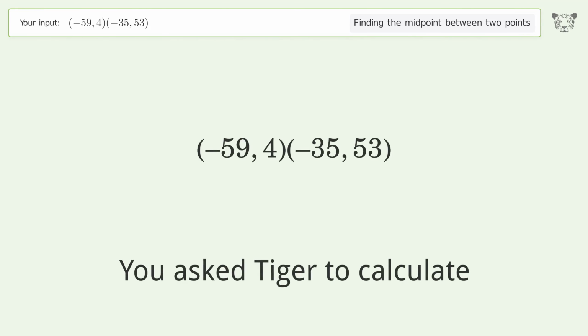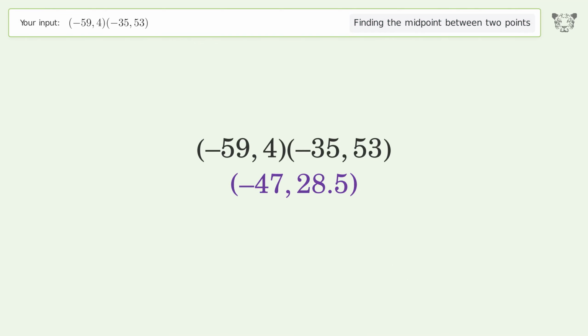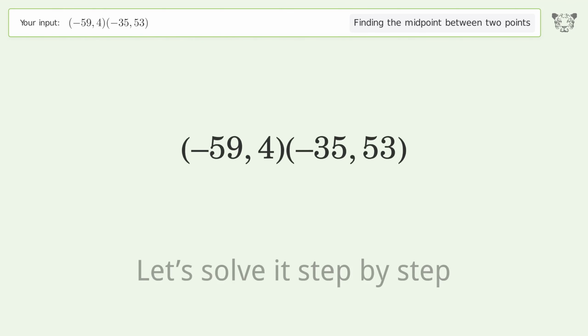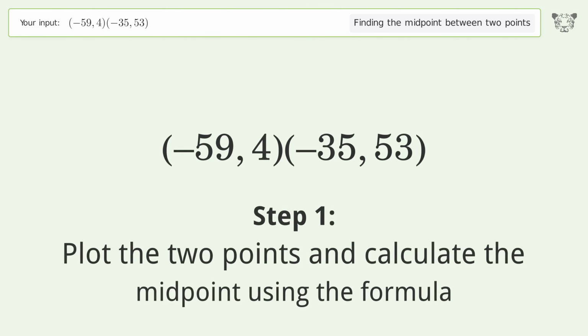You ask Tiger to calculate. This deals with finding the midpoint between 2 points. The midpoint between the 2 points is negative 47, 28.5. Let's solve it step by step. Plot the 2 points and calculate the midpoint using the formula.